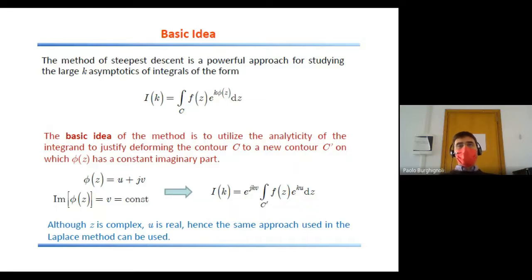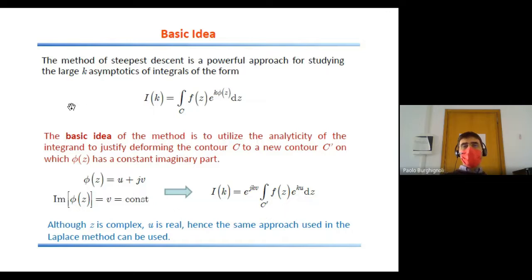Consider an integral with a large parameter k, which has the same form as a standard Laplace integral. So the integrand is made of a function f of the complex variable z, and then there is an exponential function. In the exponent, you see the large parameter k, and then some further function phi of the complex variable z. C, the integration domain, is a given path or contour in the complex plane of the z variable, and this defines a function of the parameter k that we will indicate with the letter I.